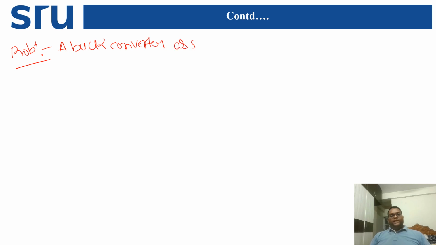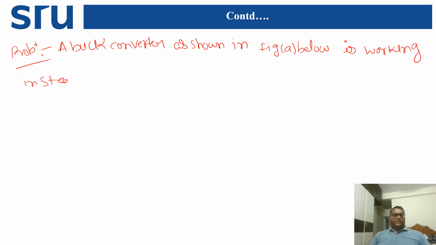A buck converter, as shown in figure A below, is working in steady state condition.